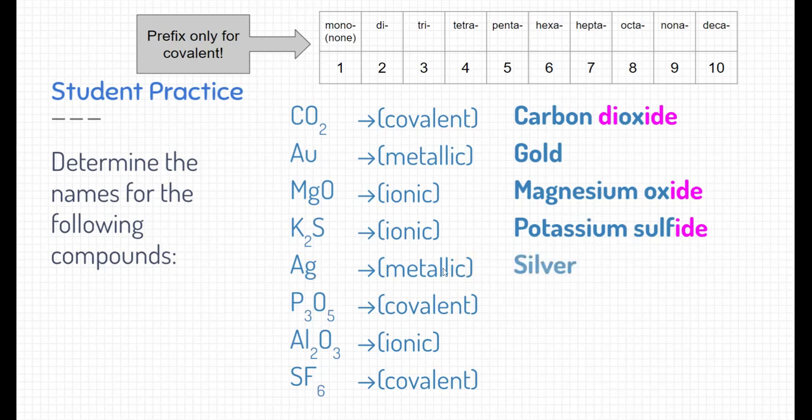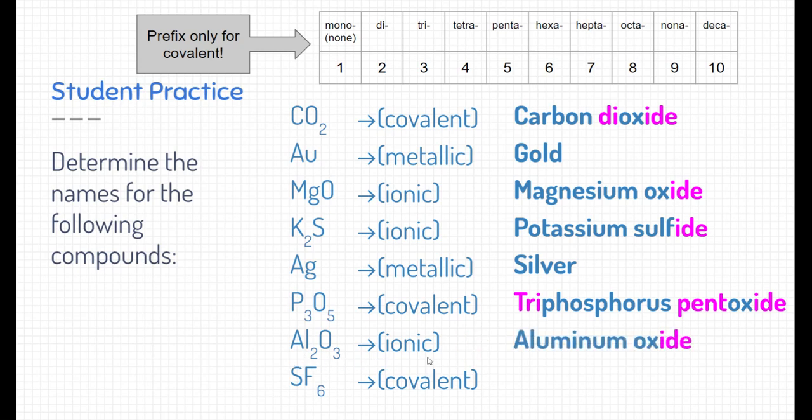Ag is silver. P3O5 is covalent, so we need to use the prefix up top. P3, 3 is tri as a prefix, so that's triphosphorus, and then 5 is penta, so pentoxide. Next is ionic. We do not use prefixes. It's aluminum and oxygen again. So this is Al2O3. That's aluminum oxide. And then the last is covalent, SF6. That's sulfur hexafluoride.